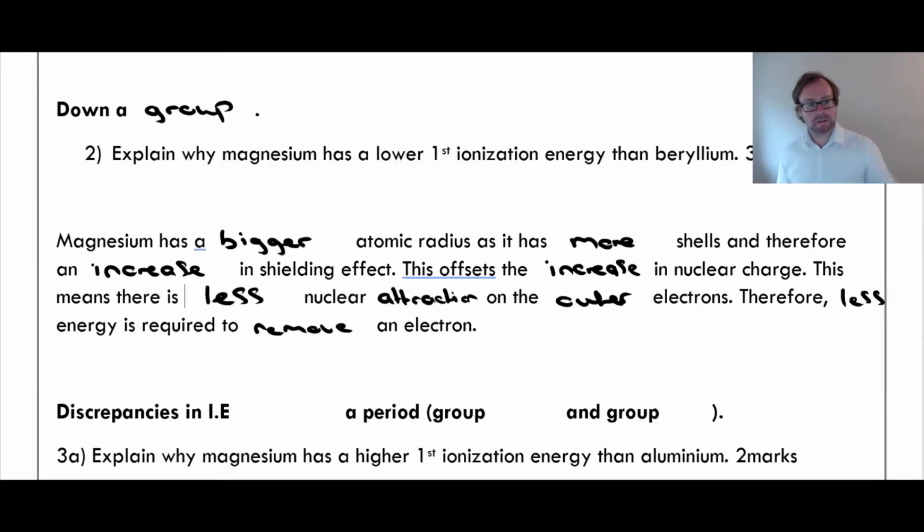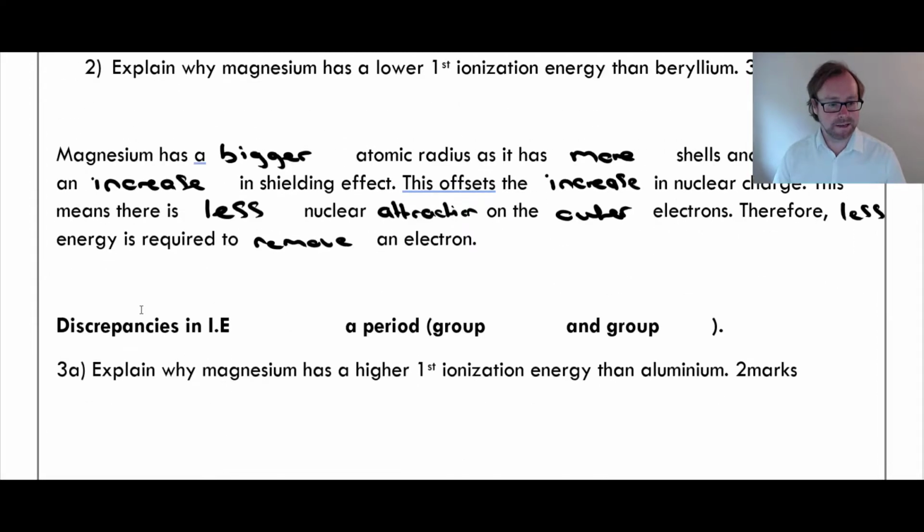Okay, so again we've mentioned our three factors which contribute to our nuclear attraction. So we would say that magnesium has a bigger atomic radius as it has more shells, and therefore an increase in shielding effect. This offsets the increase in nuclear charge. So offset, this word, means that it doesn't have as much effect as the other two factors. Now it's important to mention these three factors, okay? So it's an important phrase, this offset.